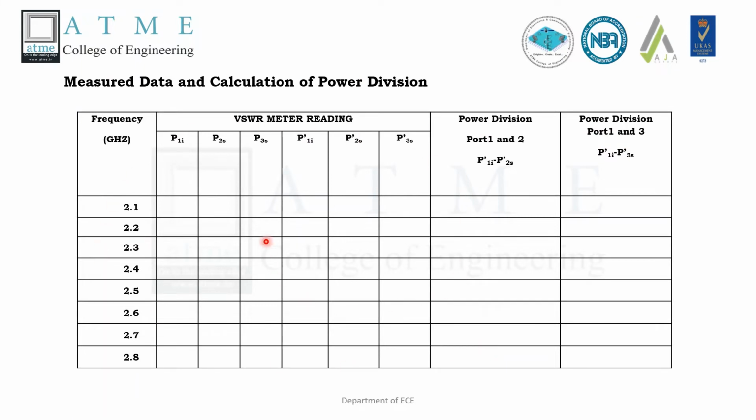This is the tabular column which shows the VSWR meter readings taken from 2.1 to 2.8 GHz. We can record the readings till 3 GHz. For port 1 to port 2, record the reading. For port 3, again record the reading. P1 dash, P2 dash and P3 dash are the corrected values from the calibration graph. To record the power division from port 1 to port 2, P1 dash minus P2 dash gives the power division. To record the power division from port 1 to port 3, P1 dash minus P3 dash.